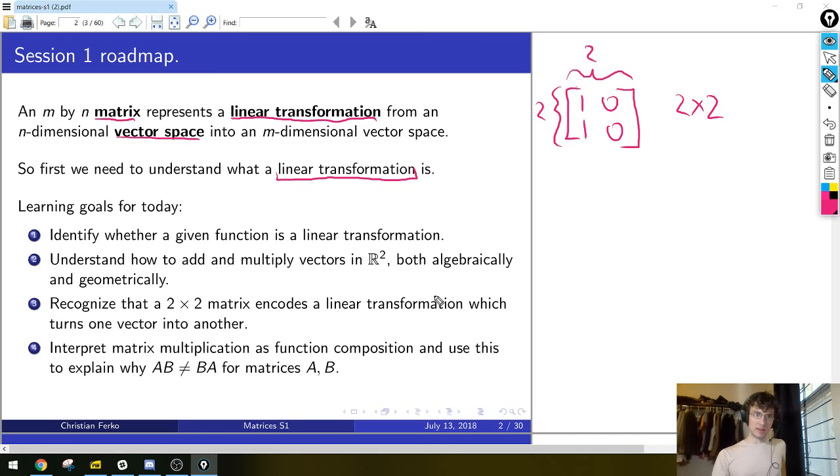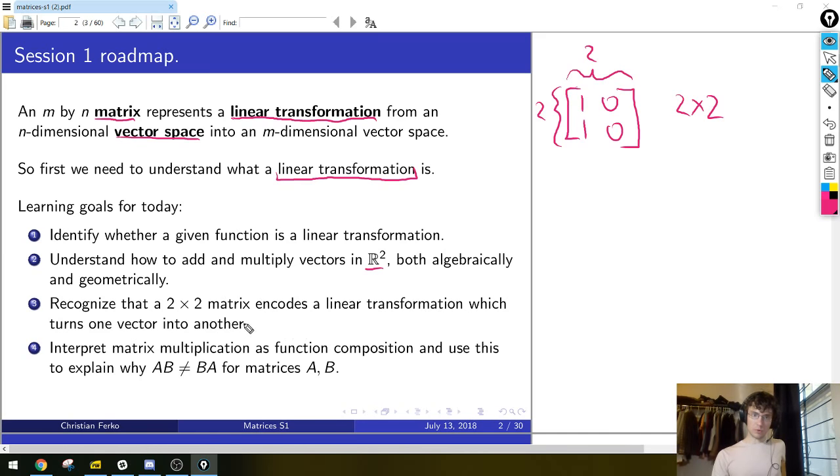So just a quick roadmap of where we're going today. There'll be 4 main goals. So I'll tell you what a linear transformation is, and by the end of the meeting, hopefully you'll be able to identify, given a function, whether it is a linear transformation or not. So that's one thing. Then we'll figure out that to get interesting linear transformations, we'll need to go up in dimension. So we're going to go to 2-dimensional space called R2. So then I'll have to show you what are vectors, which are elements of a vector space, what are vectors in R2, and you'll learn how to add and multiply them, both symbolically via algebra and geometrically with a picture.